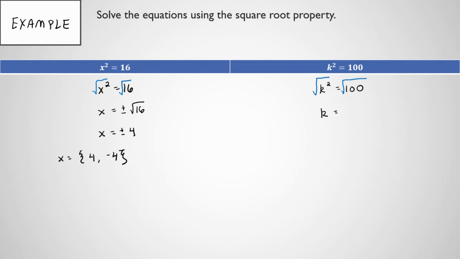So that cancels out the square. We're left with k, and then we get plus or minus the square root of 100. And the square root of 100 is 10, so we get plus or minus 10. So if you don't want to write k equals, you can also just use the set notation. And we write our answers as 10 and -10, because we get the positive version and the negative version.